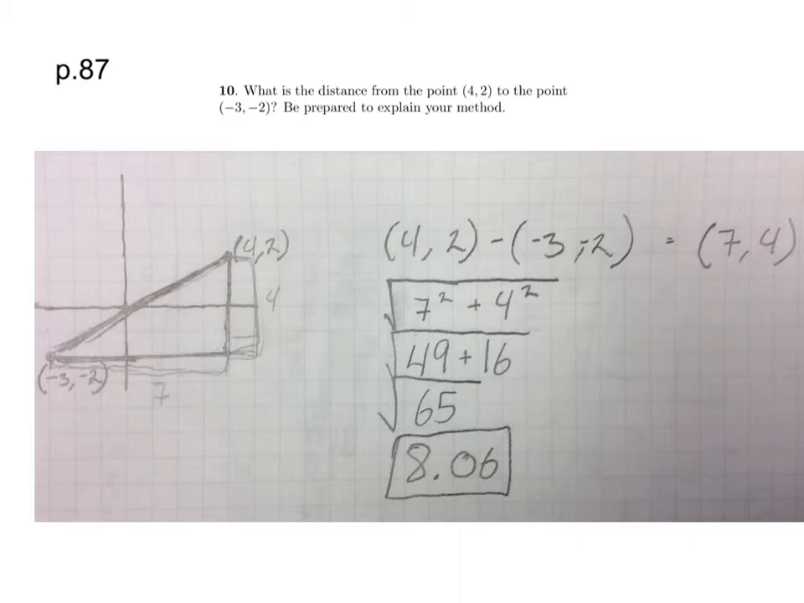So you got this point over here and that point over there, and you subtract those two points, and then you get 7, 4. Then you square both of those. So you got 7 squared plus 4 squared, and so that is equal to 49 plus 16, which is 65, and then the square root of that is 8.06. So that's pretty much the distance. That's what I did.